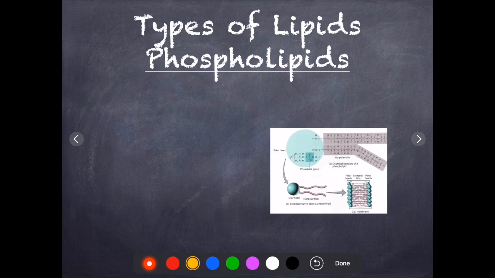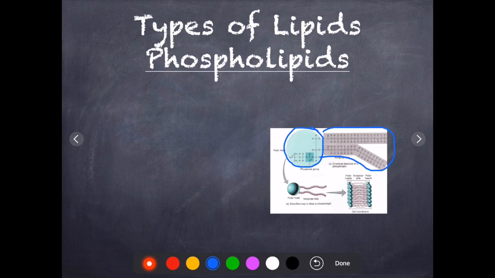So phospholipids, a little bit more important. This is what's found inside of our cell membrane. But we have this phosphate head. We have these phospholipid tails. Okay, these are our lipid tails. Now, the head is polar, which means it likes to be associated with water, while our tails are nonpolar.